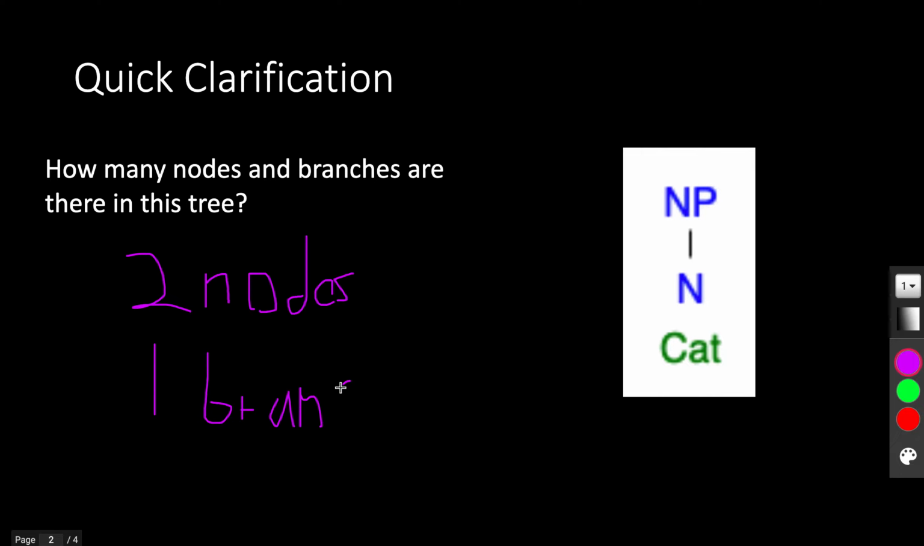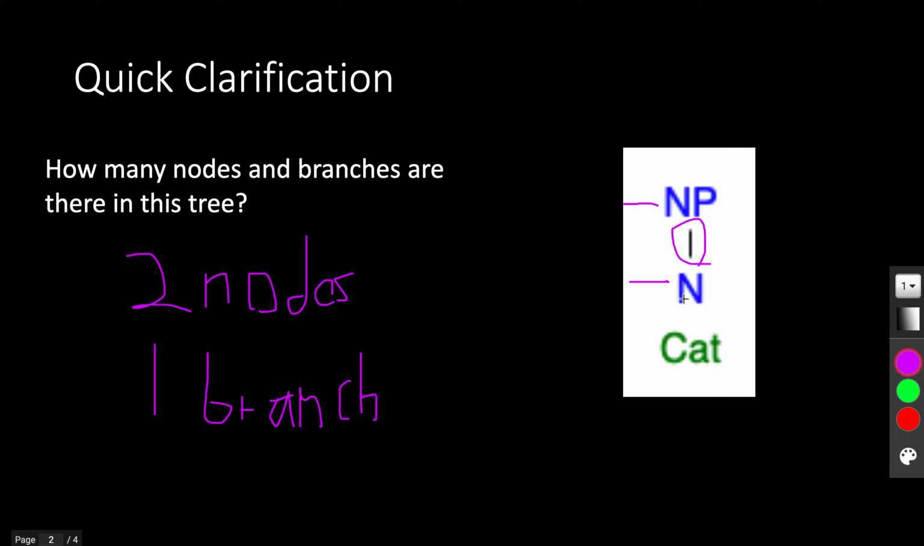And our two nodes, again I apologize for my handwriting, are NP and N, and our branch is this line here that connects them. And as you can tell, this probably implies we will not be treating cat as a node, and we will not be connecting it to this terminal N head here. And I think there is a good reason for this.